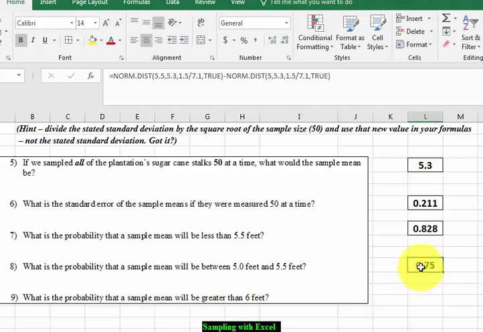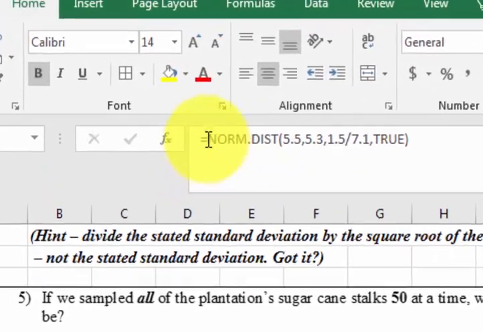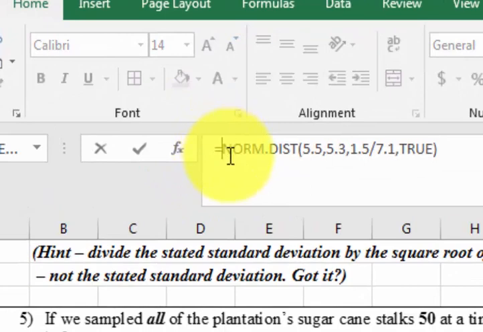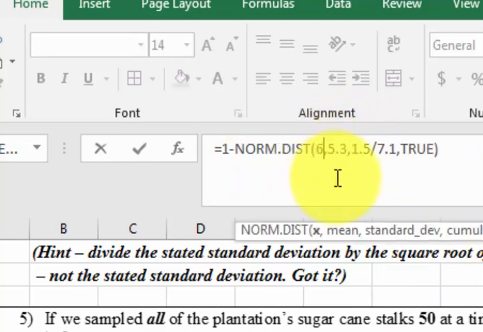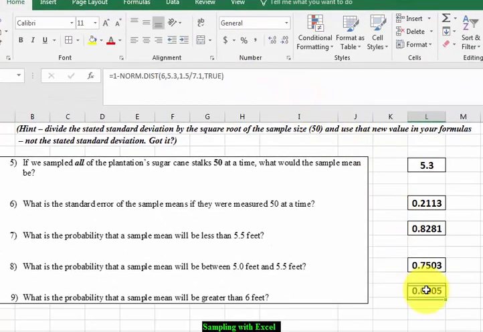Last one, what's the probability that a mean will be greater than 6 feet? So greater than. I'm going to go ahead and copy the formula. And it's a greater than. That means I got to go up between the equal sign and the n and put 1 minus. And then we got to do 6 feet. So that's going to be our random variable. So 6 feet. The mean is still the same. Standard deviation is still the same. Standard error, I'm sorry. Hit enter.